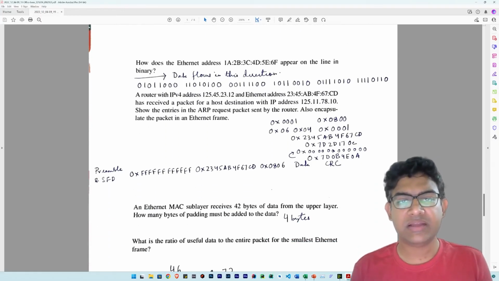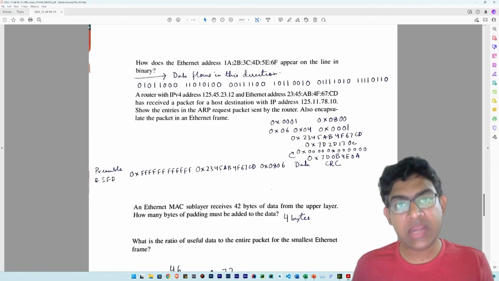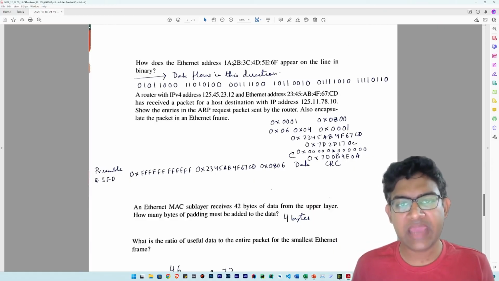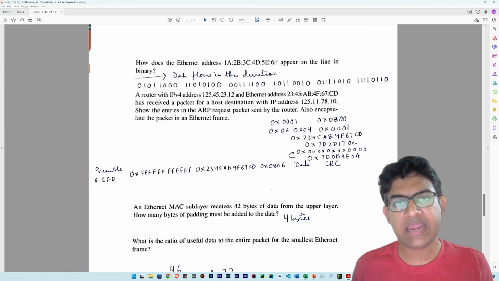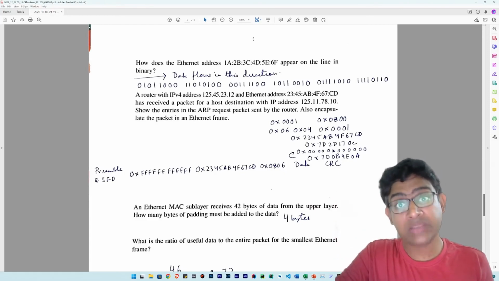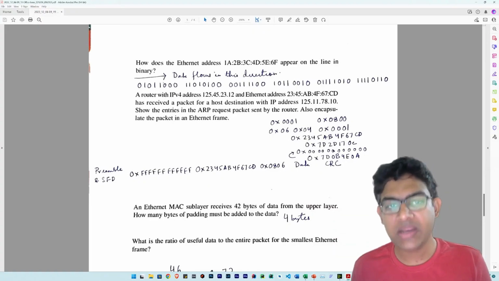How does the Ethernet address appear on the line in binary? So we know that the addresses go left to right, as in 1A will go first. But this 1A, if you write it in binary, the least significant bit will go first, right? So if you write 1A in binary, what are you going to write? 1 is going to be 0001 and A is 1010, right? So look at this, 0001, 1010. If I flip it, it is going to look like this, 0101, 1000.